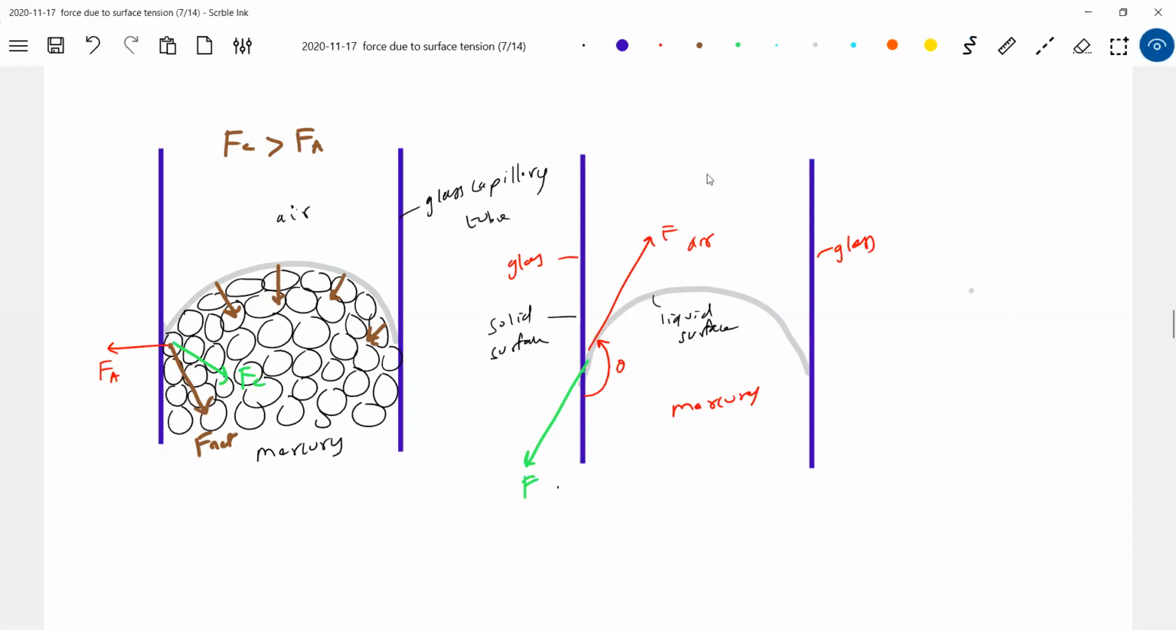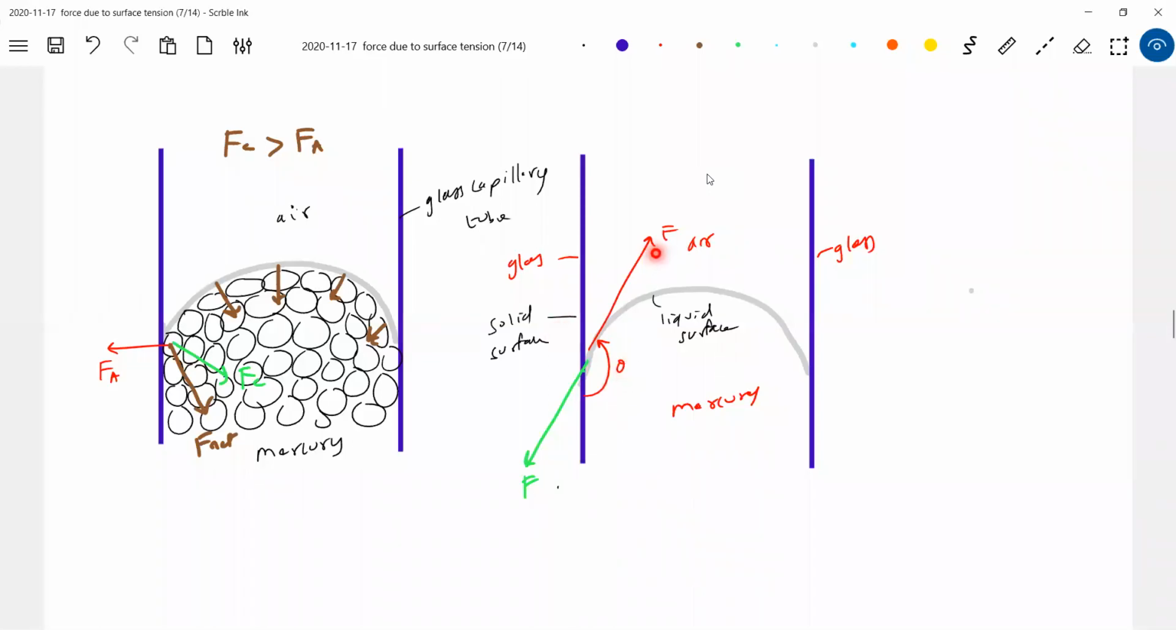So it is defined, no? The angle subtended by the tangent drawn inside the liquid between the solid and liquid surface, or you can put it like this: the angle measured between the tangent drawn inside the liquid between the solid and liquid surface. That is the angle of contact. This is not the angle of contact. So what is the angle of contact for mercury and glass? It will be obtuse, more than 90 degrees.